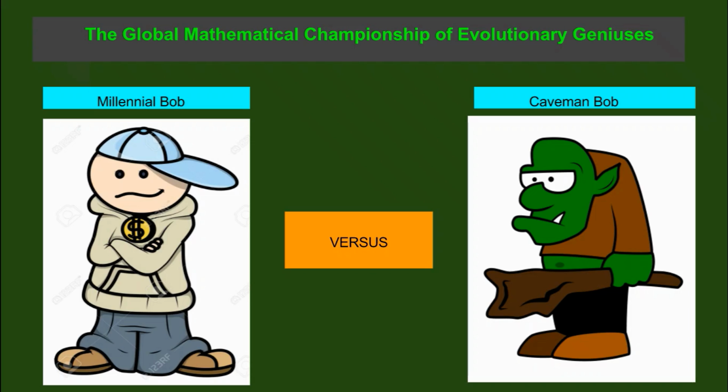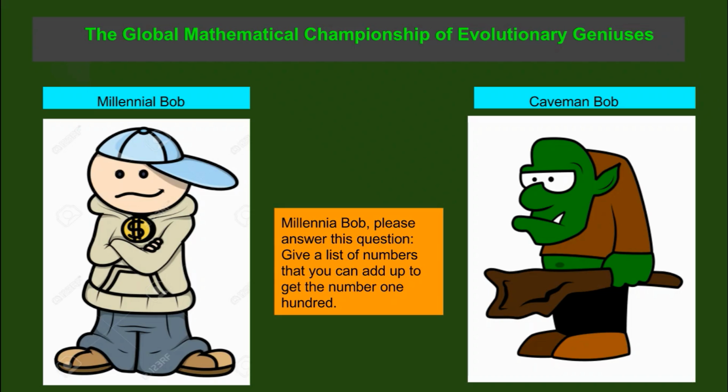Okay, so let's take them and put them in a competition, in a math championship. Let's see what happens. First, we want to ask Millennium Bob, which type of number will you add up to get 100? Millennium Bob has several ways to do this. He could do 100 times 1 to get 100. He could do 50 plus 50 to get 100.